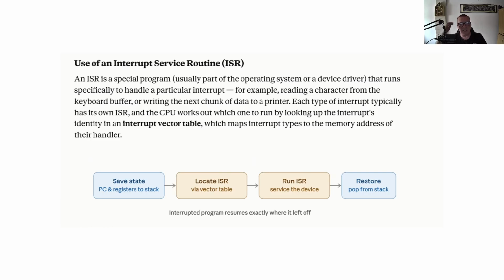So the interrupt service routine is a program, could be part of the operating system or a device driver, that runs when you need to handle a particular interrupt. So if you're reading a character from the keyboard buffer, or writing something to a printer, then there'll be a specific interrupt service routine for it. The CPU needs to work out which interrupt service routine to run. So we need to look at something called an interrupt vector table and look at the interrupt type, and then work out the right interrupt service routine to run.